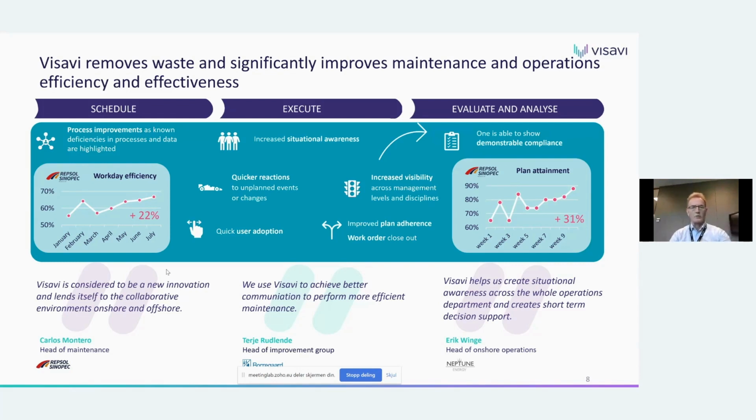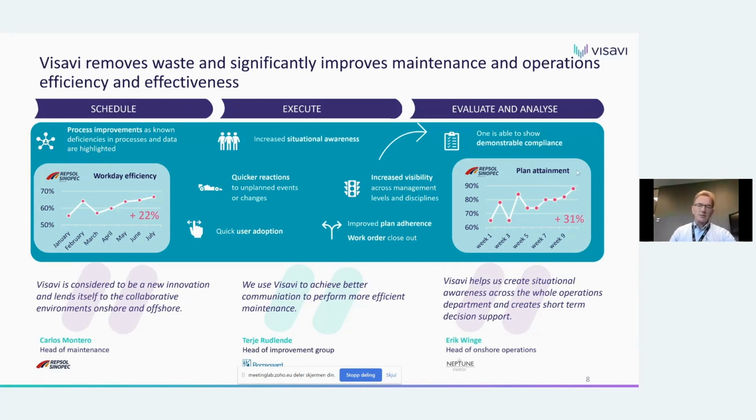Do you have all the work permits approved that you need in order to do the planned work? Do you have the tooling available? Do you have the resources available? So you see a tremendous increase in workday efficiency. Another very important thing is the plan attainment. How much of the planned work did you actually get done?